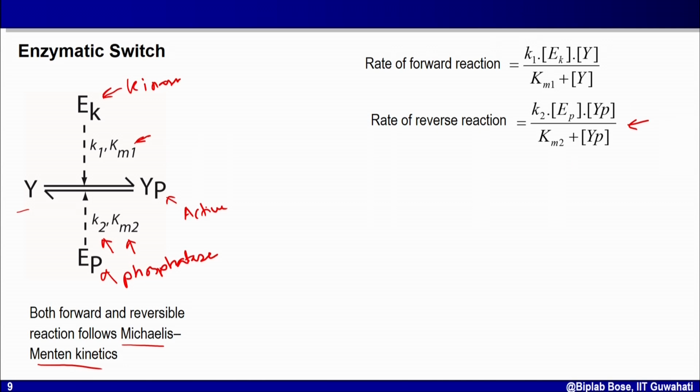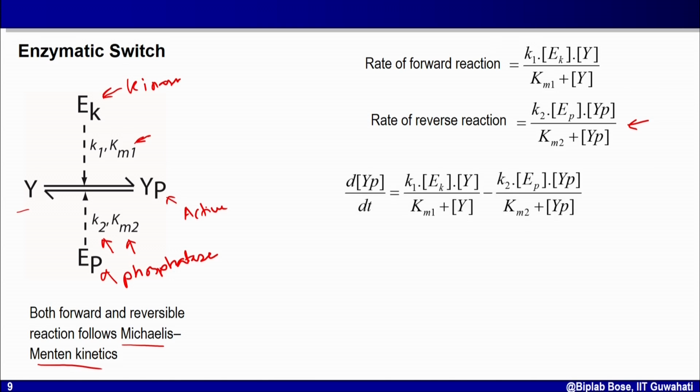Now, if I have to write down the dYp/dt, the rate of change of Yp, I will club these two and I can get the equation dYp/dt is equal to K1 into Ek into Y divided by Km1 plus Y, minus K2 Ep into Yp divided by Km2 plus Yp. I have taken this one and taken this one and added minus sign here, because this is for the reverse one and the other one is for the forward one.